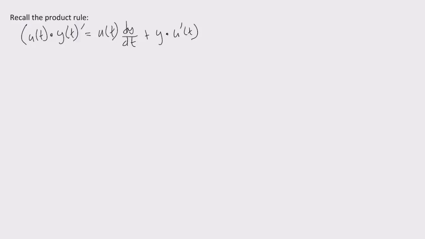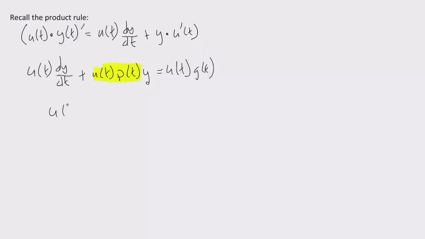Okay, so let's say we have a differential equation that looks something like this: u of t times dy/dt plus u of t p of t times y equals u of t times g of t. If you want to pause and dissect that, go ahead. We're going to claim that u of t times p of t can be rewritten as the derivative of u. There exists some set of functions, some combination of functions, that will do that.